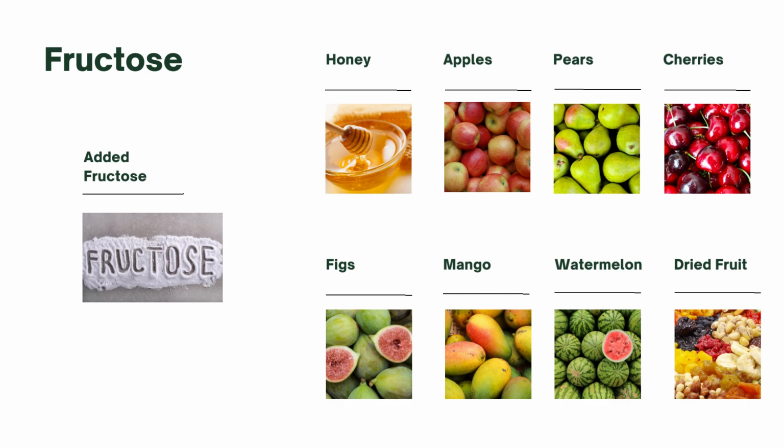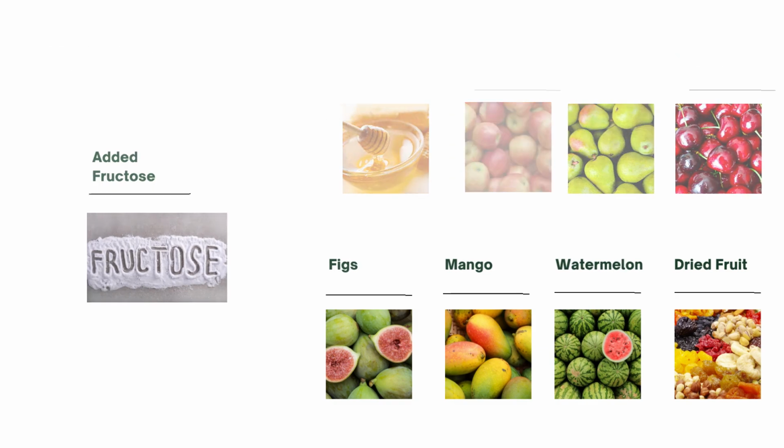Fructose is the sugar found in fruit. Now, it's not in a high enough quantity in a lot of fruit to be an issue, but it is high in things like apples, pears, cherries, figs, mangoes, watermelon, and dried fruit. It's also added to some foods like yogurts and things like cranberry juice, which has a very drying effect on the palate. They add fructose syrup there to try and make it sweeter and more palatable. So you do need to read your labels.